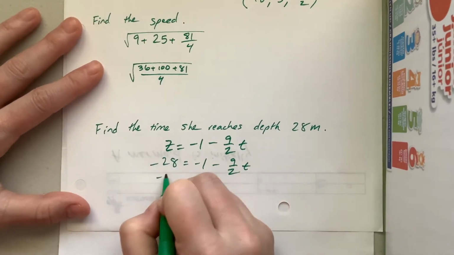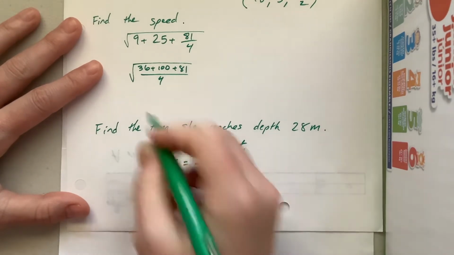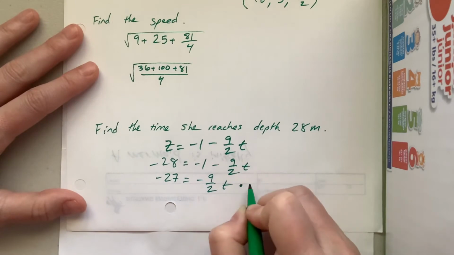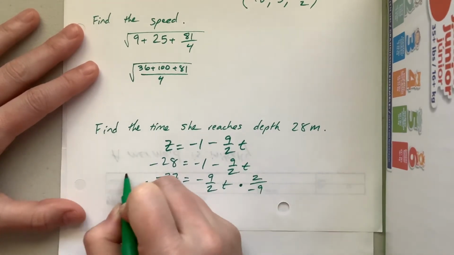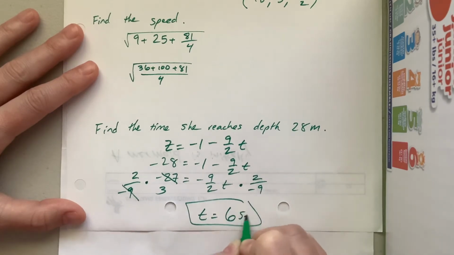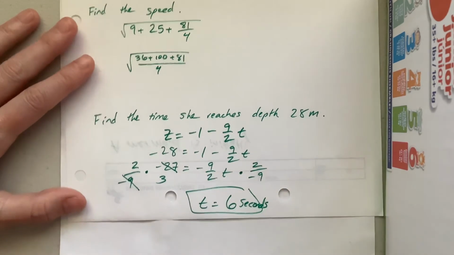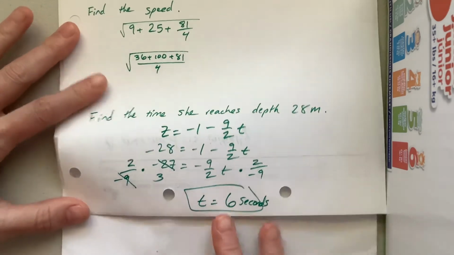Okay, so what does that add? 1, that's negative. Oh, this is nicer. Equals -9/2 t. Multiply by the reciprocal. That goes in there 3 times. This means that t is equal to 6 seconds. So 6 seconds into her dive, she's now at a depth of 28 meters.